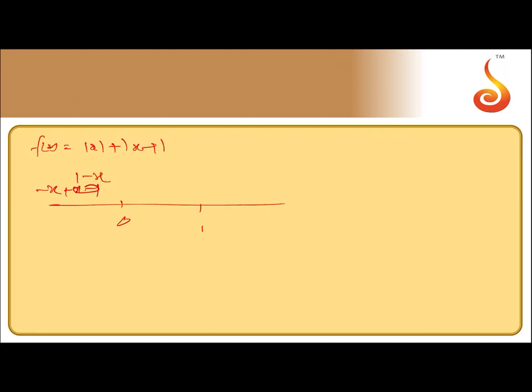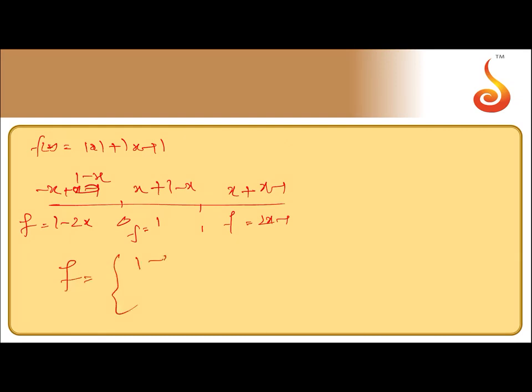So this is minus x, 1 minus x. The result of this one is 1 minus 2x. Between 0 and 1, this is x plus 1 minus x. The result is 1. The function value f is equal to this one. And after 1, this is plus x minus 1, so f is equal to 2x minus 1.